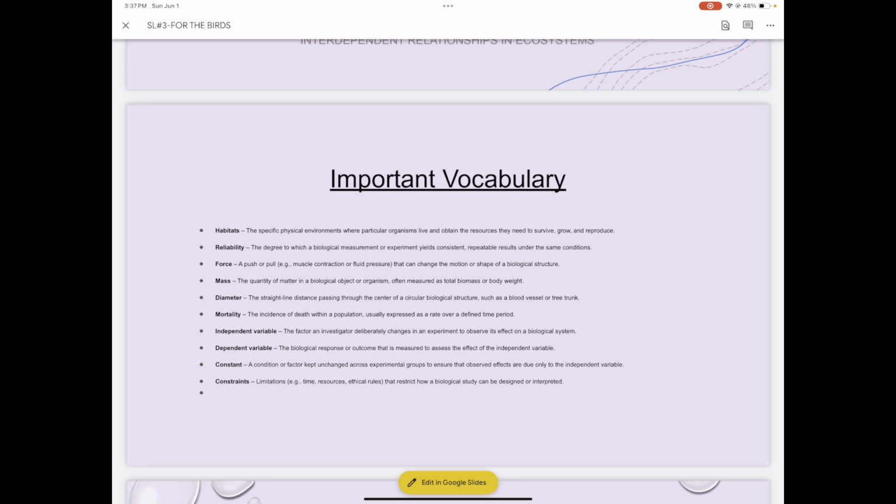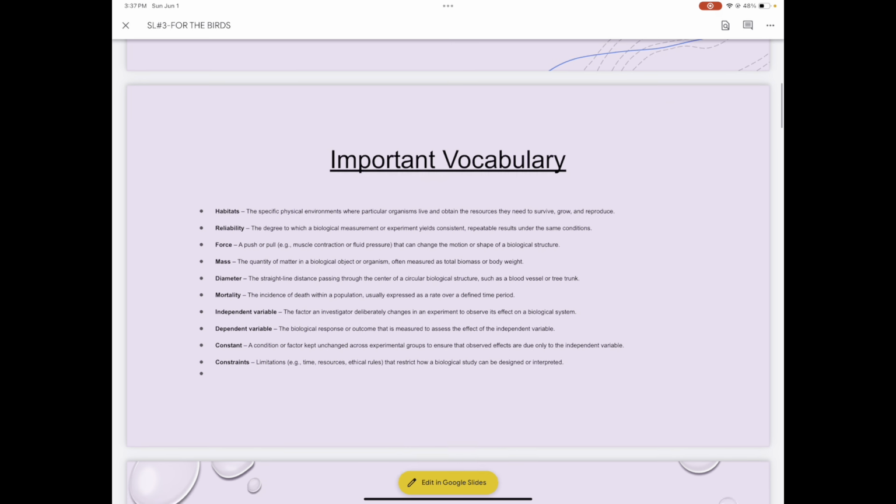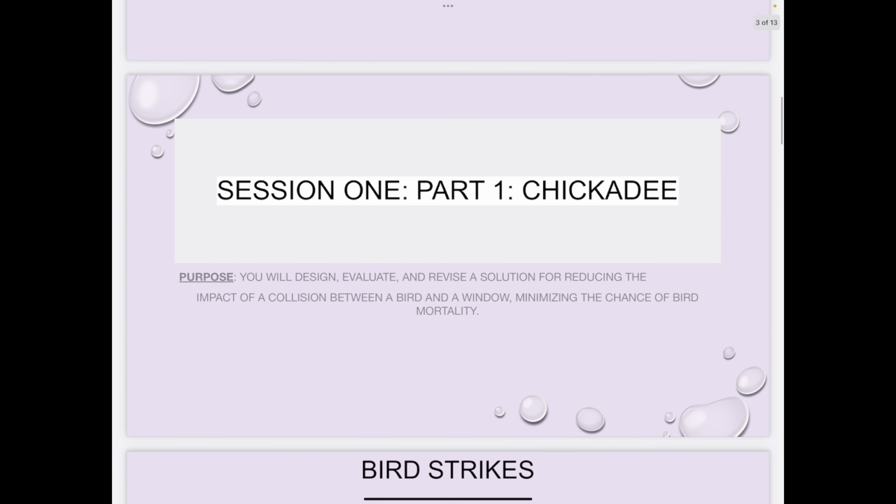There is no perfect world. There's no perfect scenario for experiments. So there's always going to be something that is a constraint. Okay, so please make sure everyone knows these words. They are important. Okay. All right, so let's start the investigation.